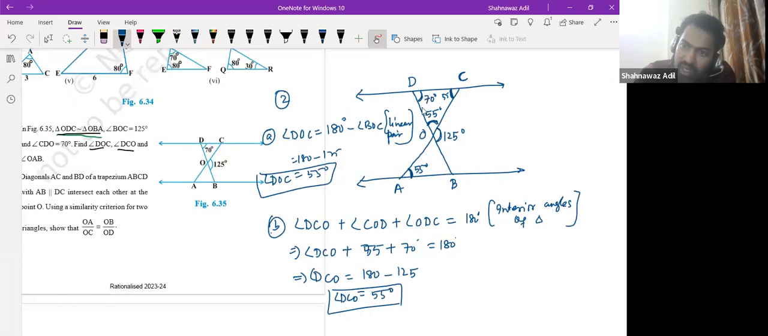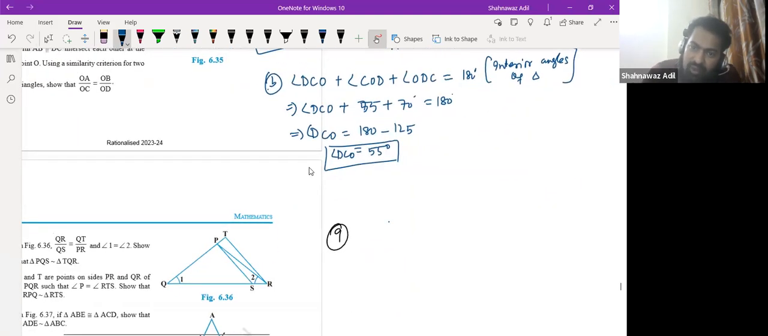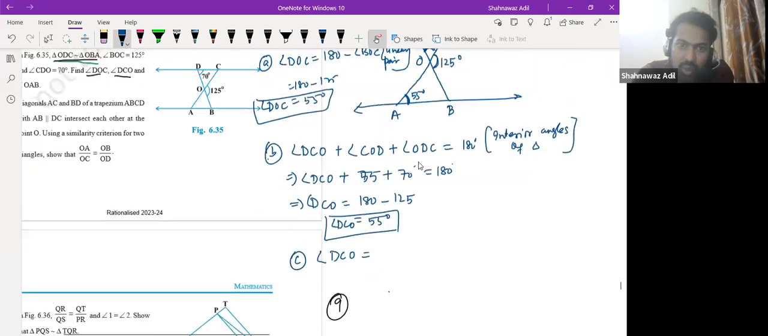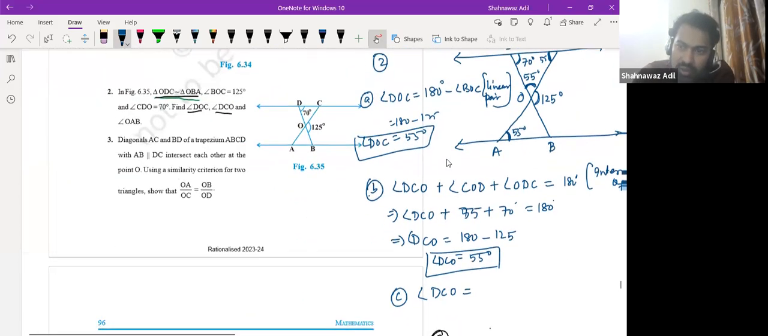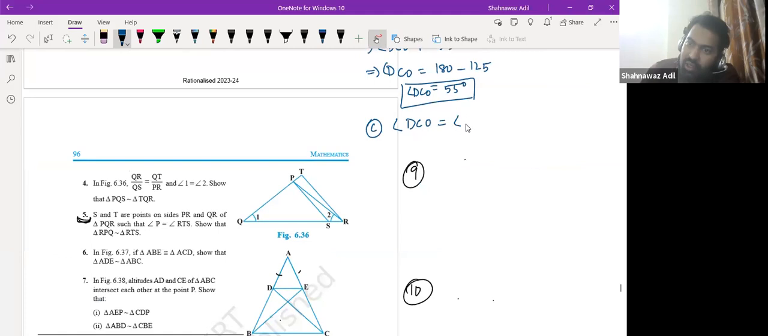So angle B and angle D, these ones are equal. So we can write angle DCO equal to what? Angle OAB, by CPST, corresponding part of similar triangles.